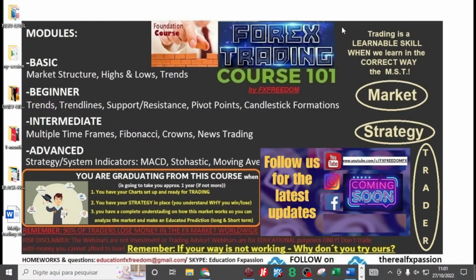And remember, everybody, trading is a learnable skill when we learn the three pillars in the correct way. Pillar number one is the market. Pillar number two is the strategy. We learned about the market so far with the basic module: market structure; the beginner module: trend lines; the intermediate module: Fibonacci's. As we said, pillar number two is the strategy. We have been talking about the strategy for the last, I believe, 7 lessons. And the big one, pillar number 3, is the trader.